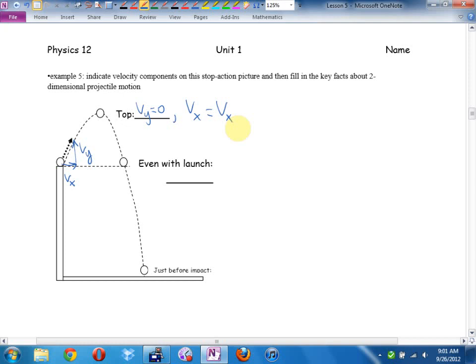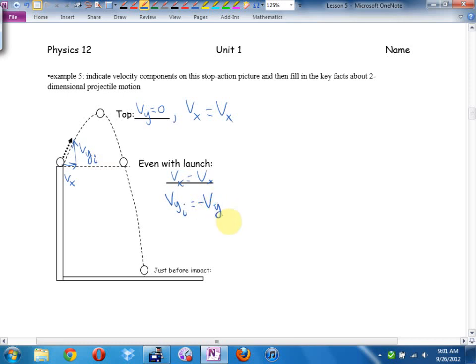What about when you get back to the same height as you launched from? What can you tell me? Well, Vx still equals Vx. There's no horizontal acceleration, so Vx is Vx is Vx. My initial vertical velocity that I launched at, there's my initial vertical velocity. That's equal to negative Vy right here.